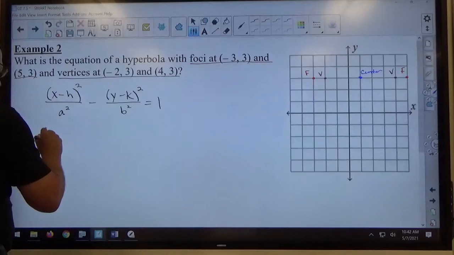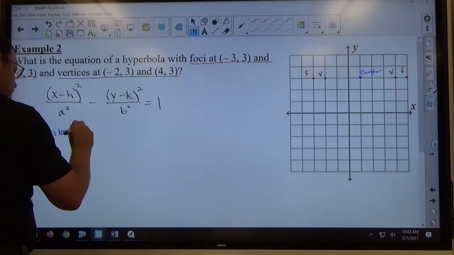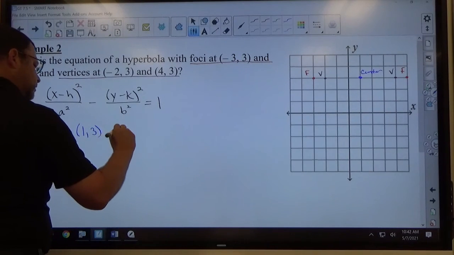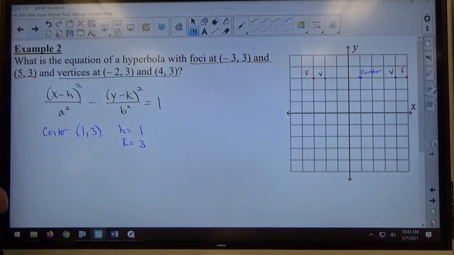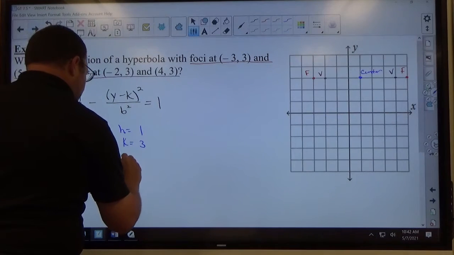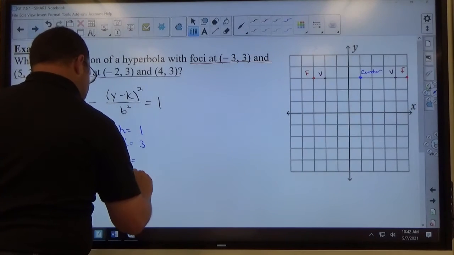If the center is 1, 3, what are h and k? 1 and 3. H is 1, k is 3. All right? H and k are the exact values of the center coordinates. H is the x coordinate, k is the y coordinate. Okay, the other things we need to figure out are what a and b are equal to.